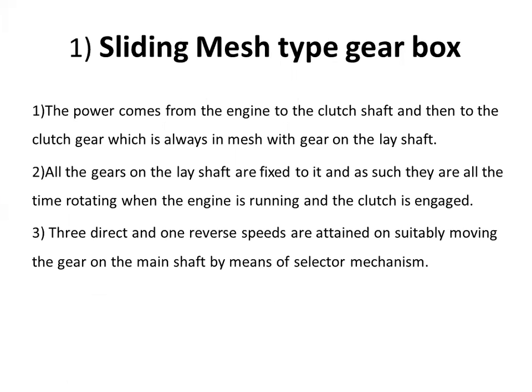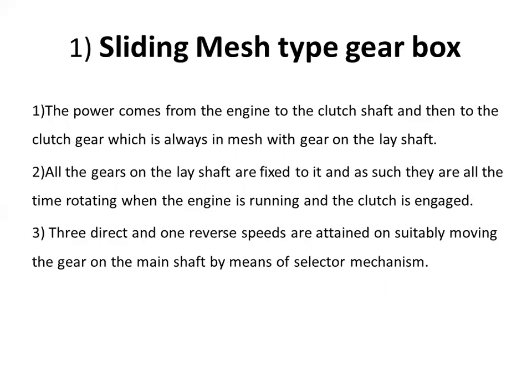The power comes from the engine to the clutch shaft and then to the clutch gear, which is always meshed with the gear on the lay shaft. First, the power is transmitted to the lay shaft. All the gears on the lay shaft are fixed to it, and so they are all rotating when the engine is running and the clutch is engaged.